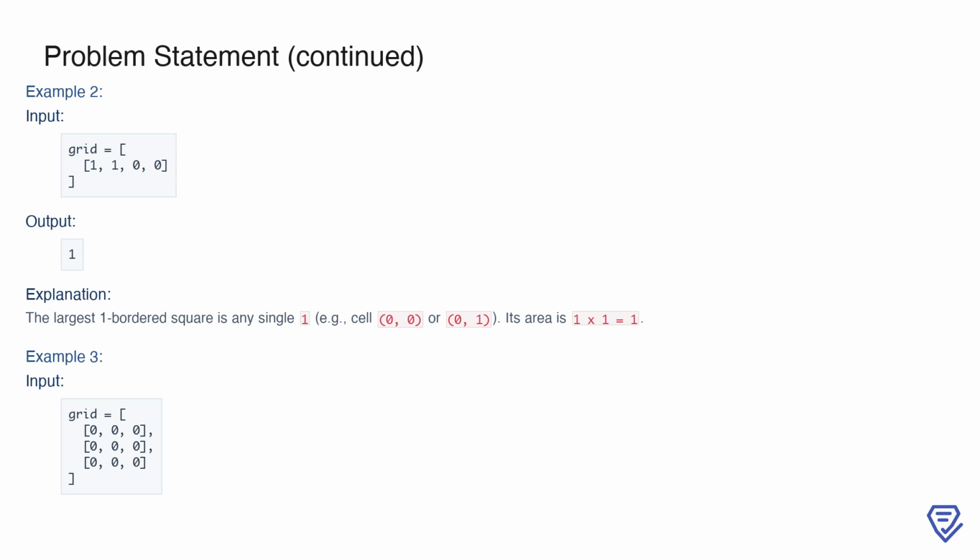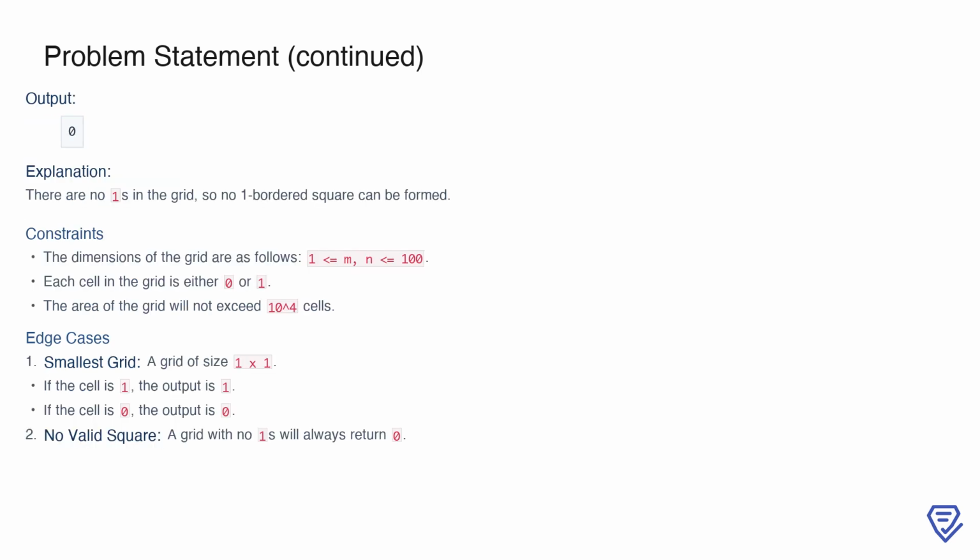On the other hand, if the grid contains only 0s, as shown in the next example, there is no valid square, and the output will be 0. In this grid, all cells are 0, meaning there are no 1s to form any square. Since a one-bordered square is not possible here, the output is 0. This highlights an important edge case where the grid contains no land cells at all.